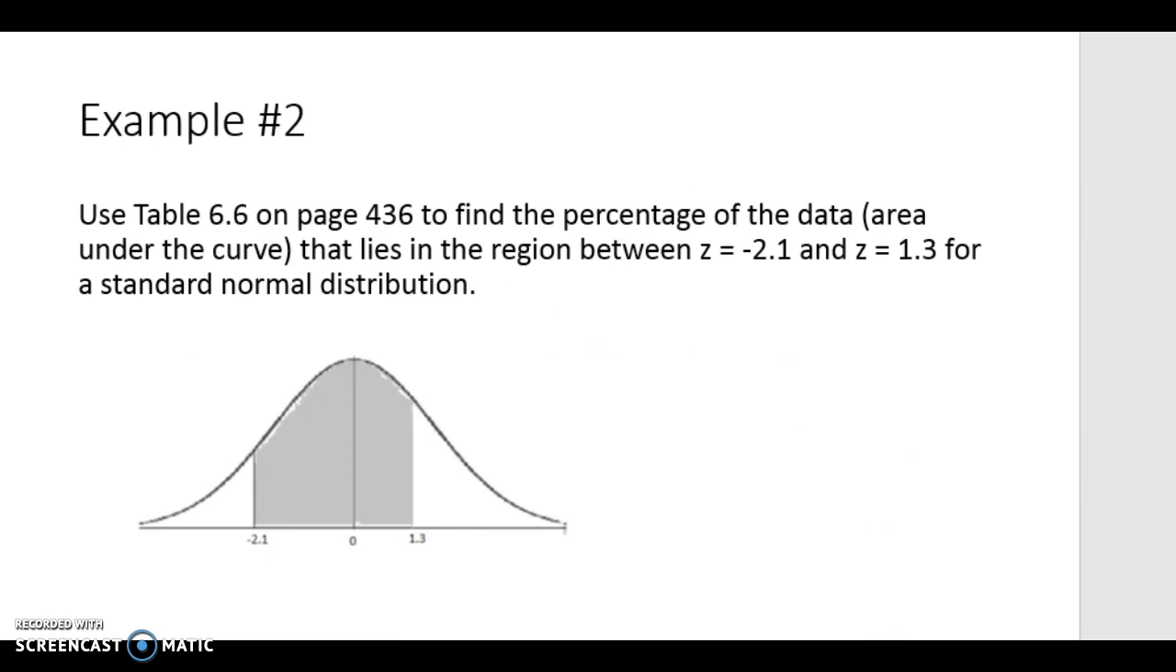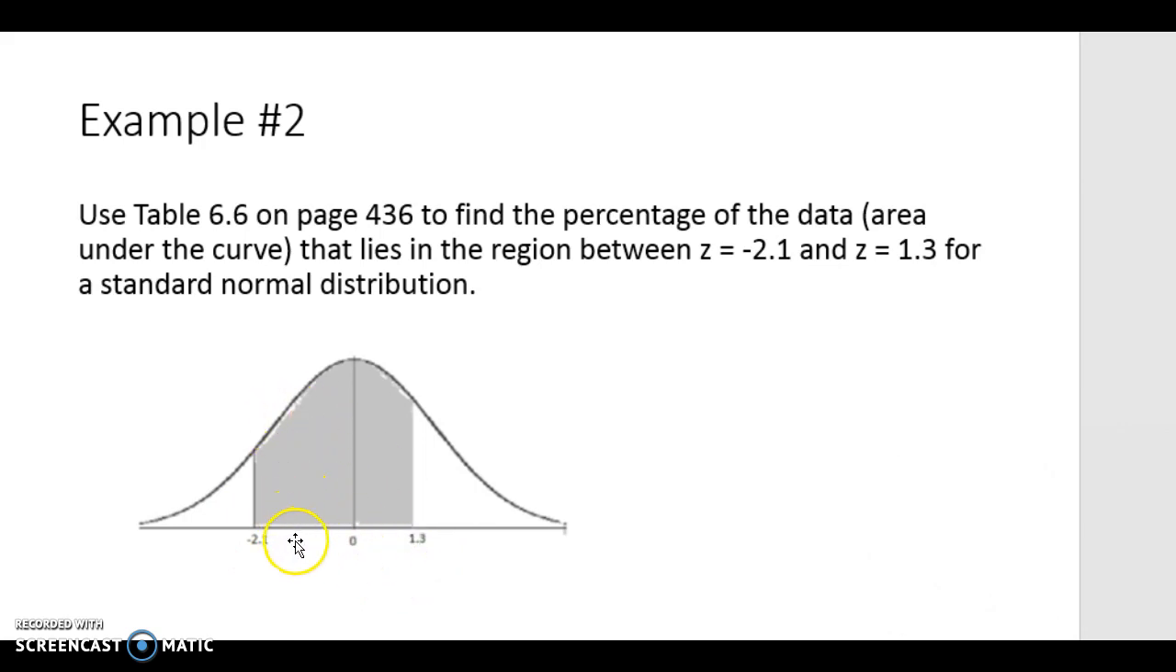Using table 6.6, find the percentage of data that lies in the region between z equals negative 2.1 and z equals 1.3 for the normal standard distribution. So we're looking from this area, from negative 2.1, which is going to be on the left side of the mean, all the way over to 1.3, which is going to be on the right side of the mean.